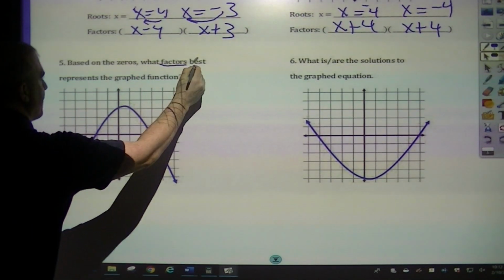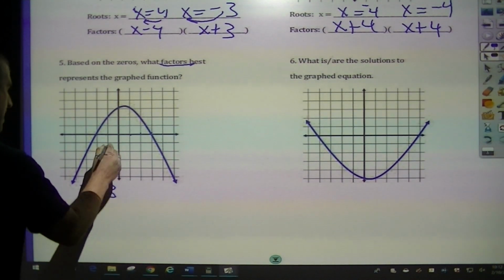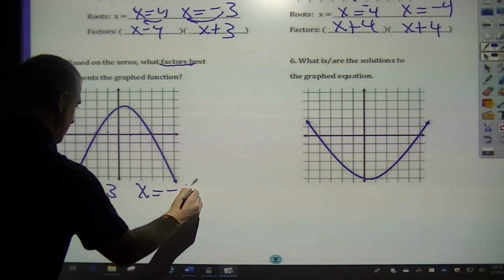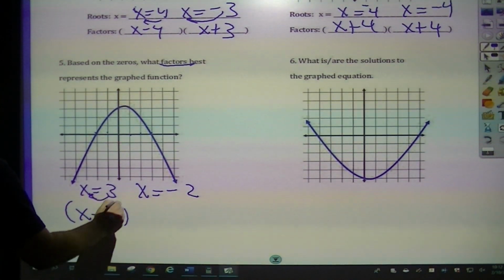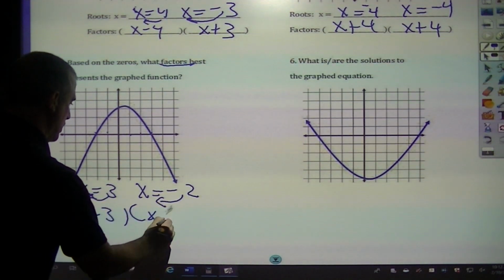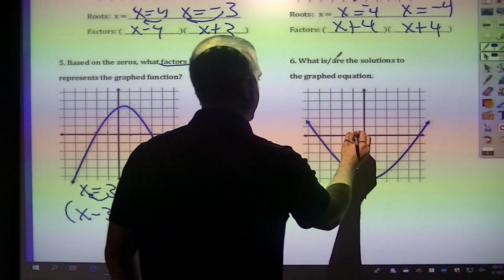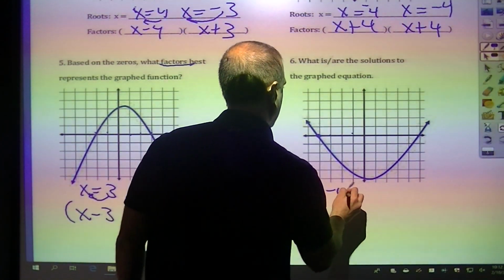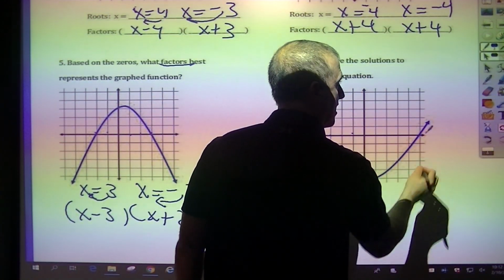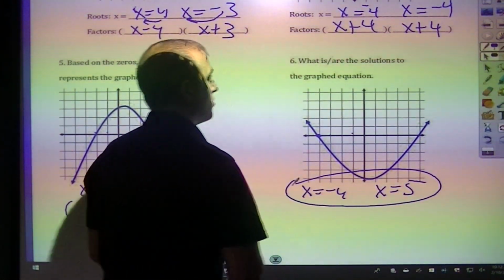Okay, based off the zeros, what are the factors? So they're asking for factors. So my zeros are at 1, 2, x equals 3, and 1 and -2. So once again, what would happen here is that would come back and change. This would come back and change. Okay? What are the solutions to the graph? So that's 1, 2, 3, and -4. 1, 2, 3, 4, and 5. Okay? So those would be the solutions.